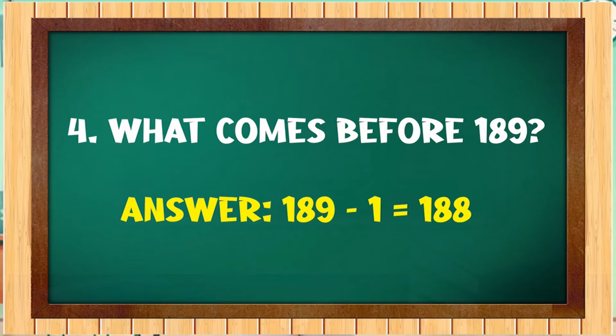Minus 1, you get 188. So 188 comes before 189. 188 is the predecessor of 189.